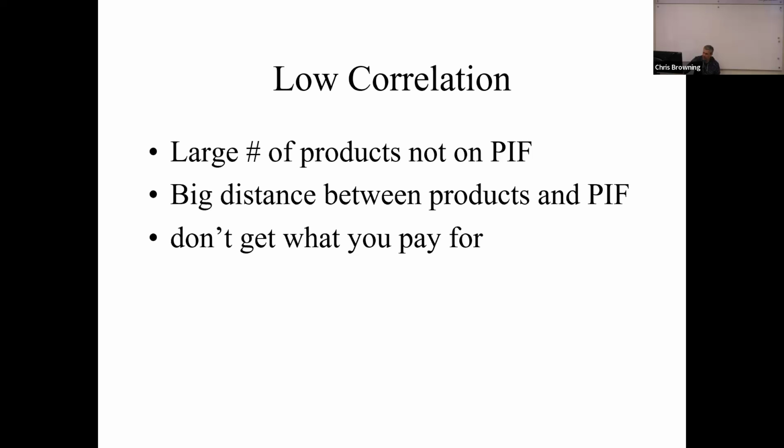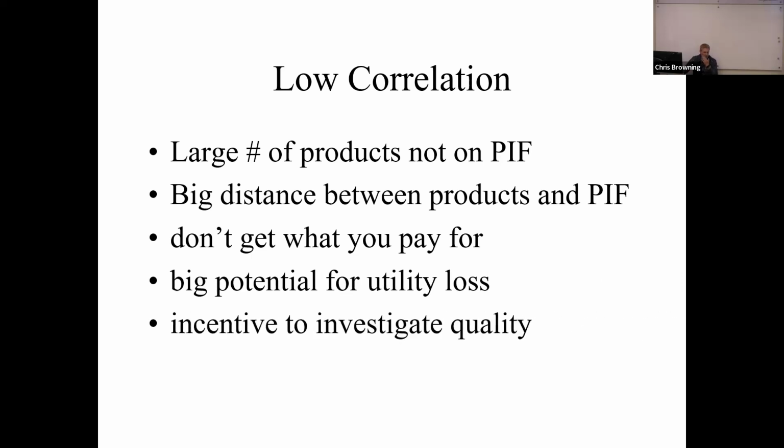And when we have an inefficient market or there's low correlation between price and quality, we don't get what we pay for. We have a misallocation of resources that leads to utility losses, right? I would have spent my money differently had I known better. And as a result of spending my money in an inefficient way, I lost out on resources that could have produced more satisfaction. Okay? Which leads to an incentive to investigate quality.